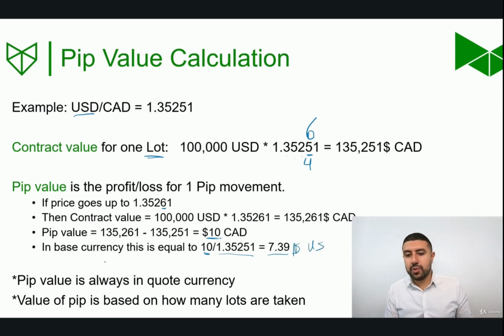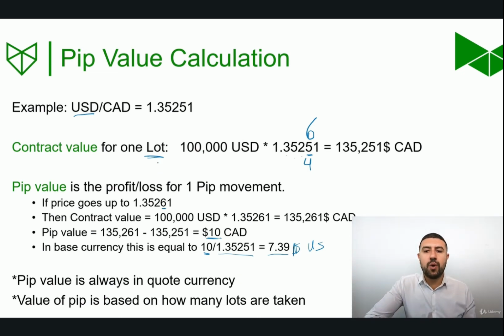Now, when we're talking about PIP value, it is usually calculated in the quote currency. So when we're talking about PIP value, you're usually talking about quote currency. But if you want to look at it in the other currency, you can do that. The value of the PIP is going to be based on how many lots, right? So in this case, I calculated that you bought one lot.